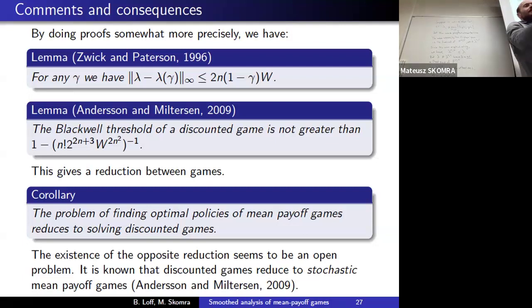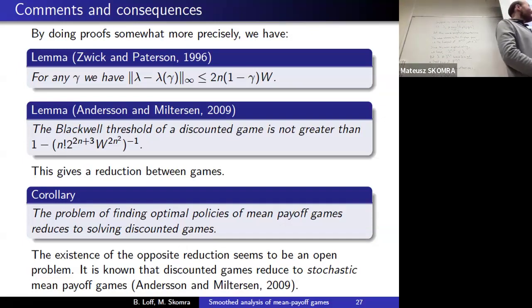And if you do the proof for the Blackwell threshold a little bit more precisely, estimating all of these intervals, you get that the Blackwell threshold of a discounted game is not greater than this number. The important thing about this number is that you can write it in polynomially many bits. So what's the corollary? The problem of finding optimal policies of mean payoff games reduces to solving discounted games. If you want to find optimal policies, just take a discount rate higher than this. So you will find Blackwell optimal policies. Blackwell optimal policies are optimal in the mean payoff game too. So that's a reduction from mean payoff to discounted.